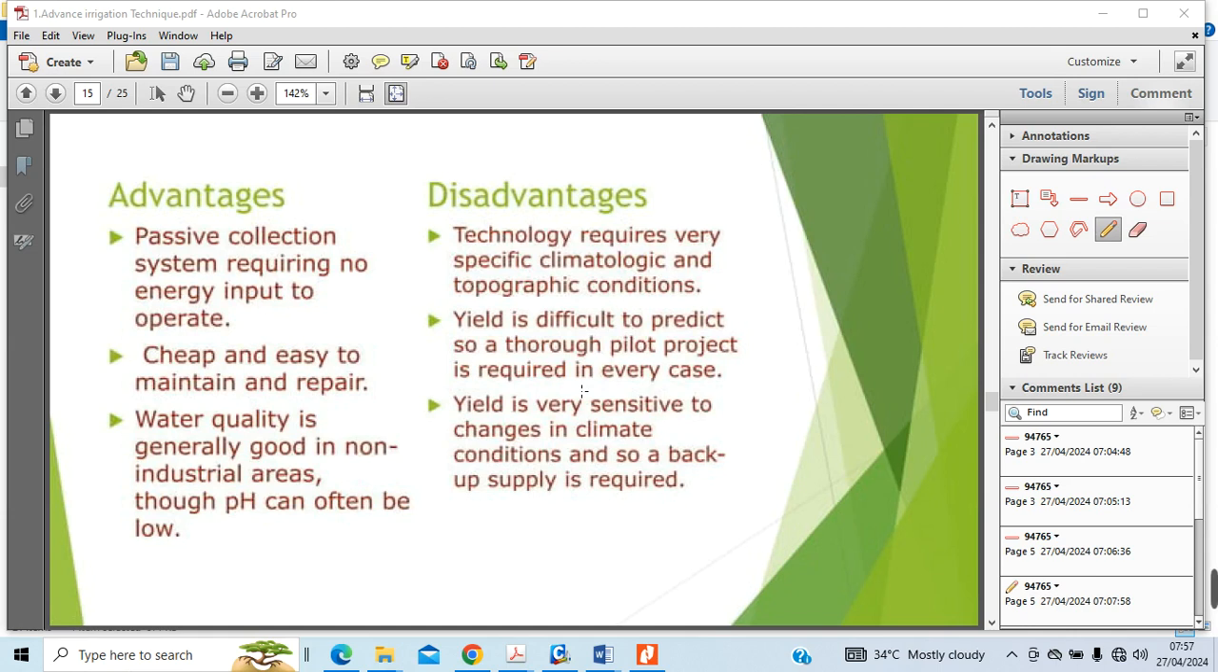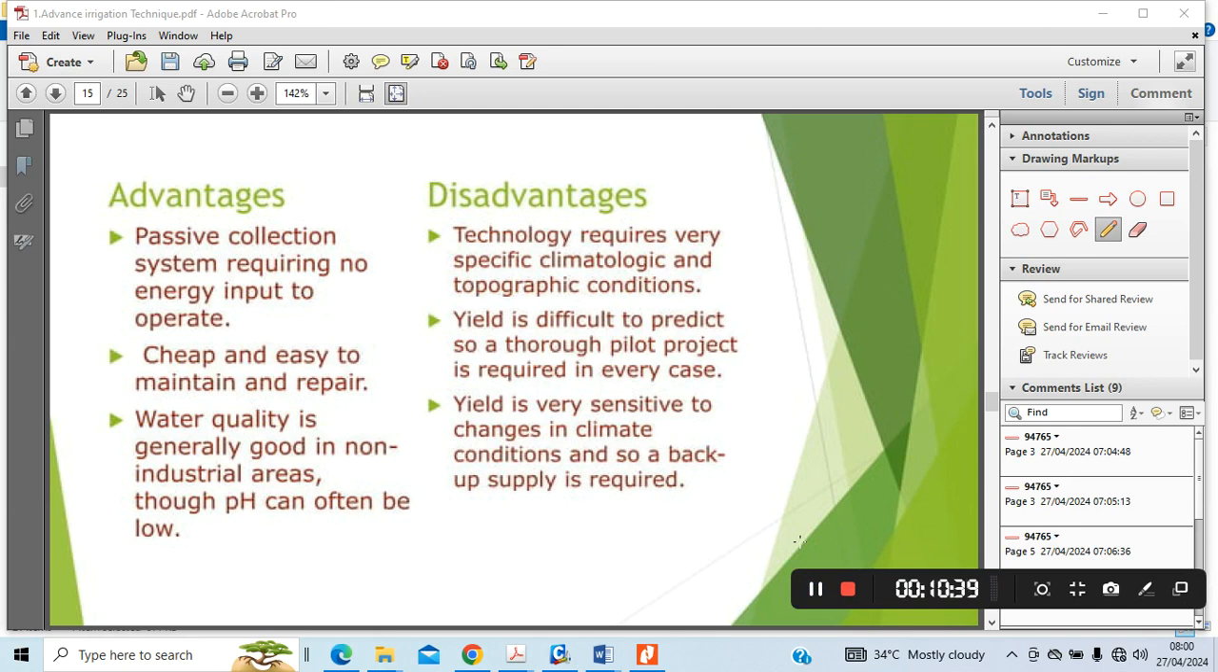Advantages: passive collection systems require no energy input to operate. Cheap and easy to maintain and repair. Water quality is generally good. In non-industrial areas, pH can often be low.